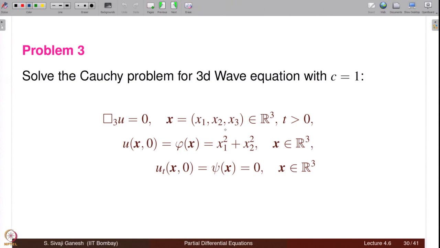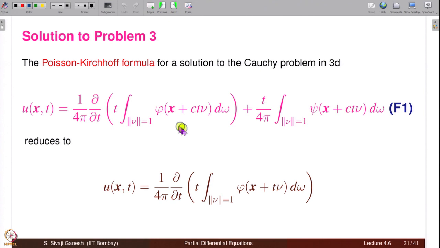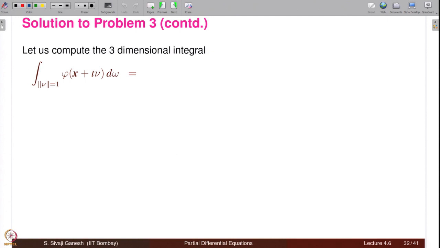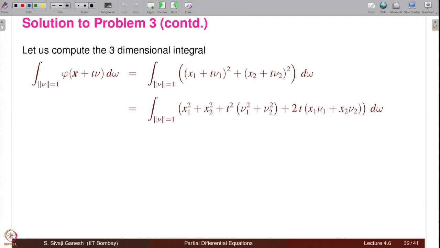Because psi is 0, the Poisson-Kirchhoff formula reduces to this one. So, what we have to do is really to compute this integral. So, let us compute this 3 dimensional integral. Phi of x plus t nu is the first coordinate of x plus t nu squared plus the second coordinate of x plus t nu squared, which is here. Let us expand this. It will give us x1 square plus x2 square plus t square nu 1 square plus t square nu 2 square, which is here, plus the 2AB terms, that is 2 t x1 nu 1 plus 2 t x2 nu 2, is here.